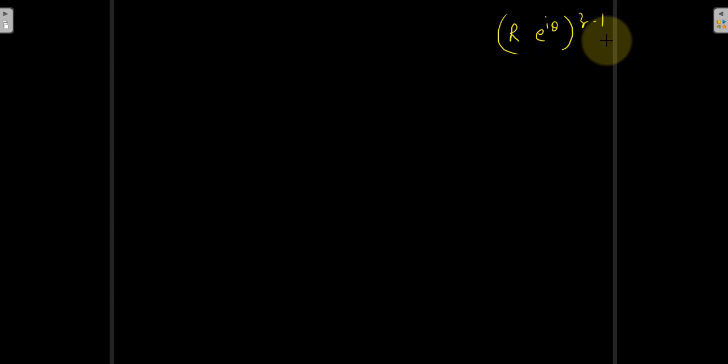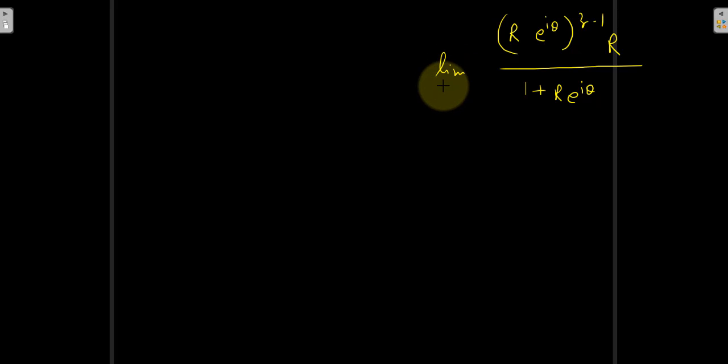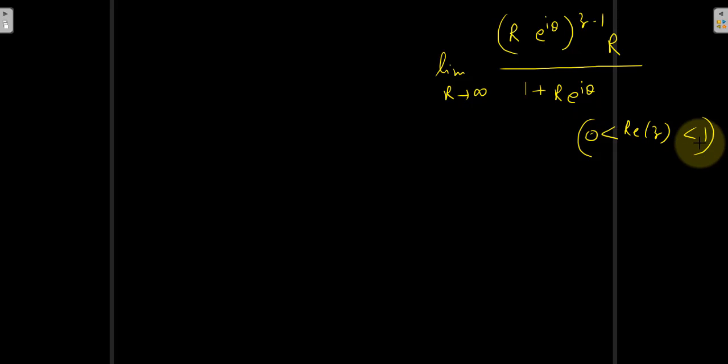So you are having (r e^{iθ})^(z-1) multiplied by r again and divided by 1 plus r e^{iθ}. You are looking forward to take limit capital R tends to plus infinity. And one more thing is that the real part of z lies between 0 and 1. So now I'm again going to use this condition.